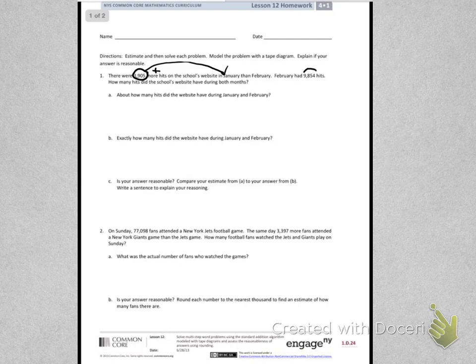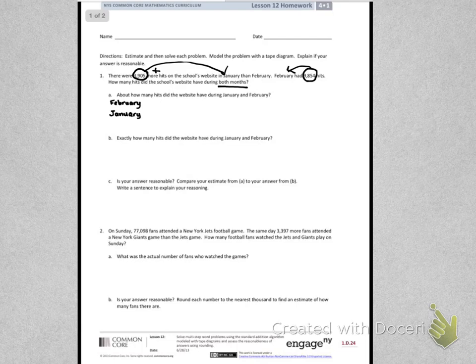So in February, we had 9,854 hits. And that's February's hits. How many hits did the school's website have during both months? So they're looking for us to be able to put both months together. Letter A. About how many hits did the website have during January and February?